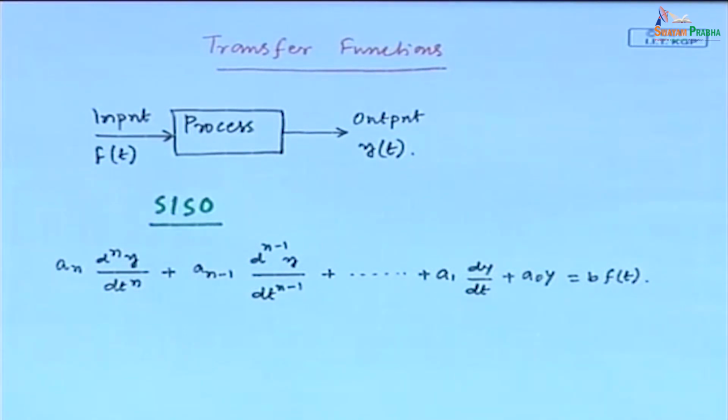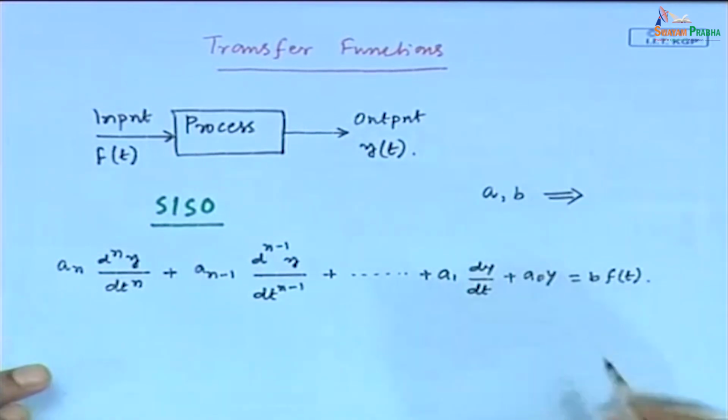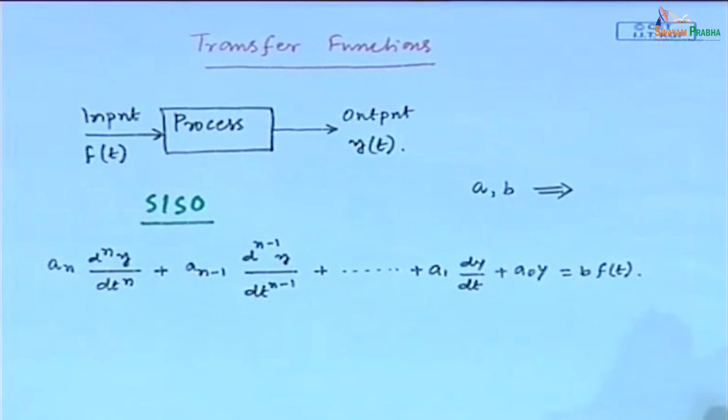So, y is the output, f is the input, a and b are the coefficients, and t is the independent variable. So, as I mentioned, the transfer function should be represented in S domain. So, we have to take the Laplace transform of this equation, fine.